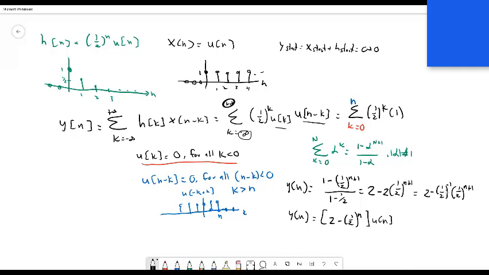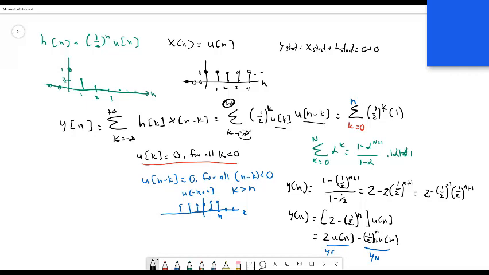And so we have one case where we actually do have a closed form solution. And we can even look at this a little bit more closely. It's 2u of n minus 1/2 to the n u of n. We might recognize this is a forced response, and this is a natural response. Right? I put in a unit step, and got a unit step out. That must be the forced response, leaving this to be the natural response.